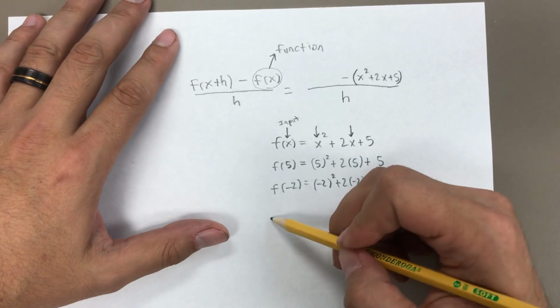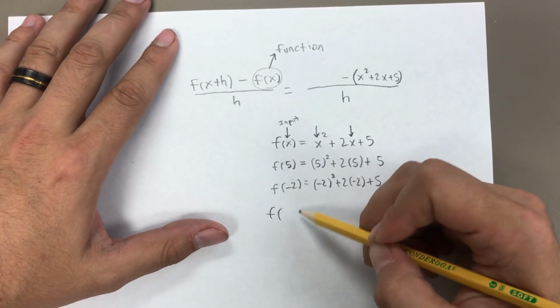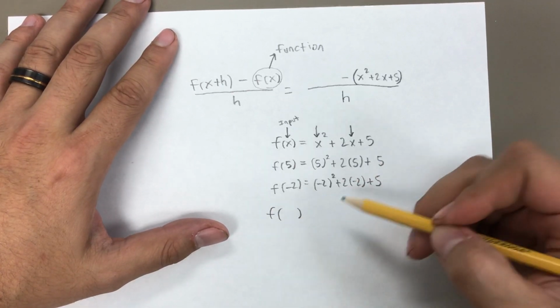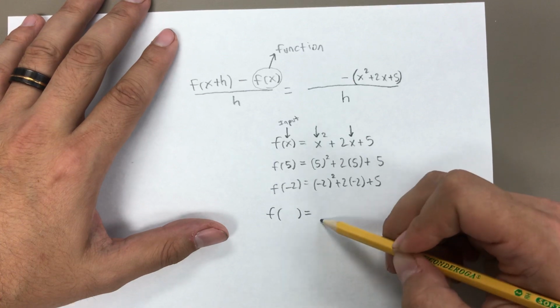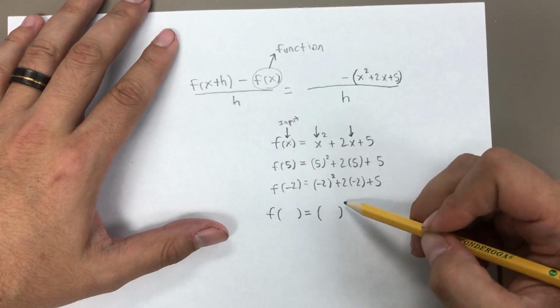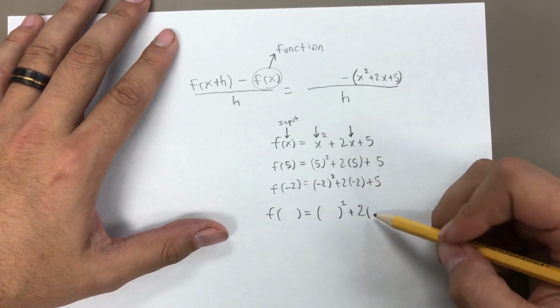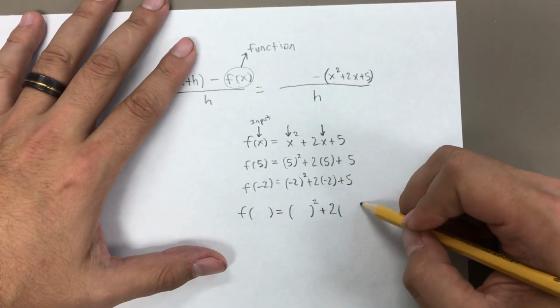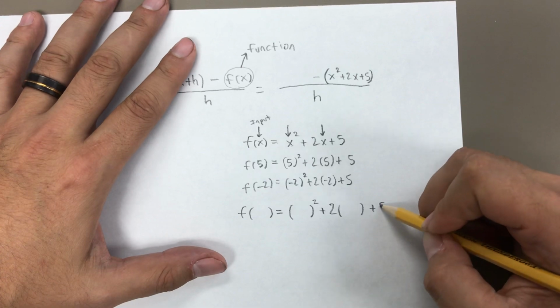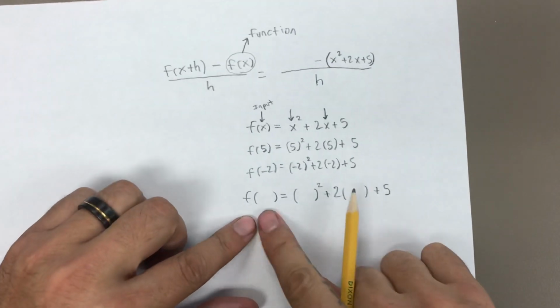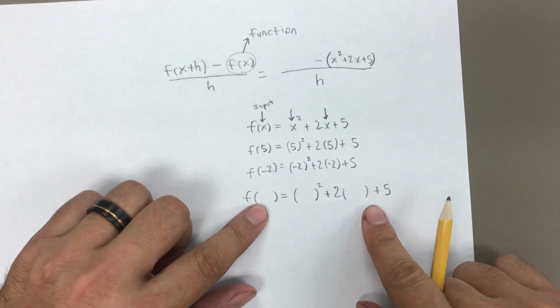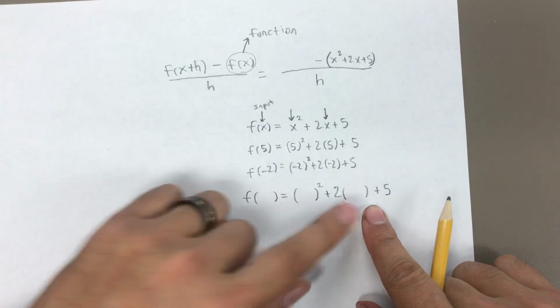So I'm going to try something different. I'm just going to try and leave it blank. So f of blank, whatever my input, is going to be equal to that number, whatever it is, blank, squared, plus 2 times the input, whatever the value is, blank, and then plus 5. So this is really how the function looks. Whatever I put here also goes here and here.